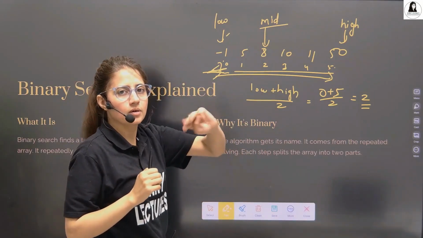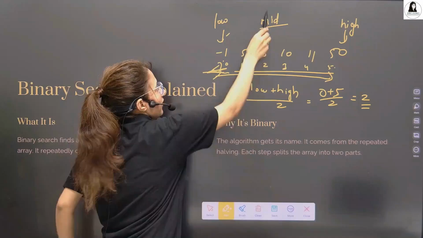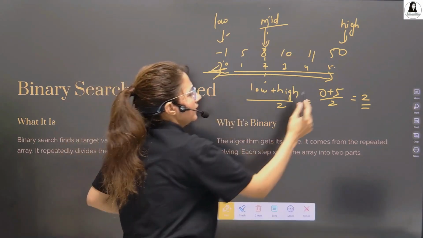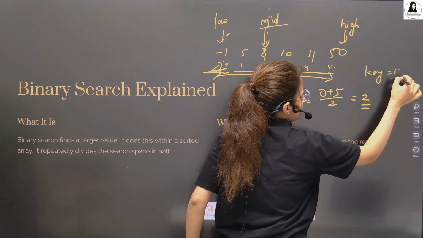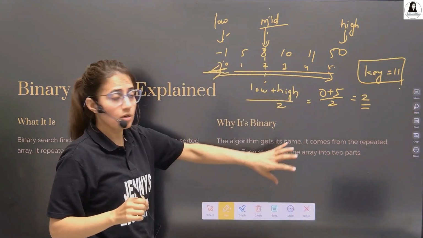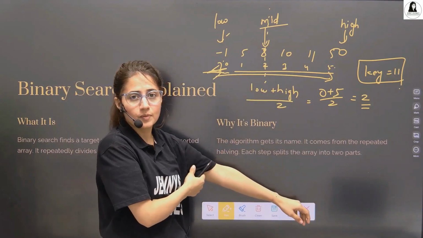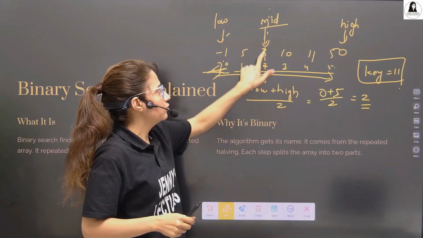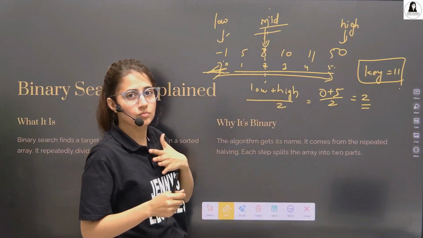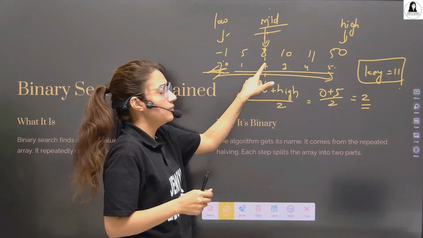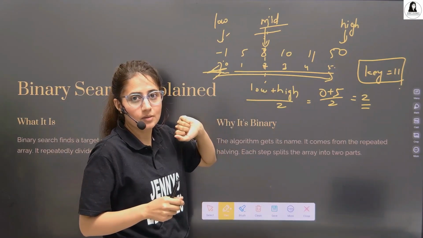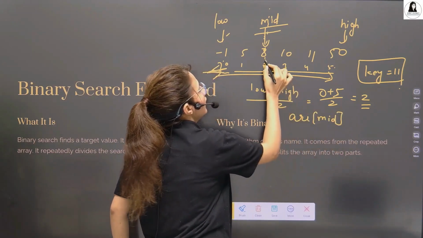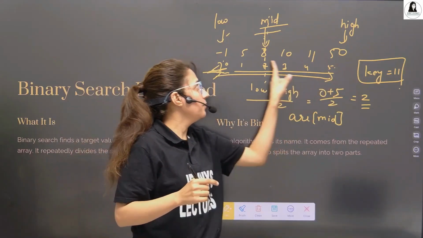So basically you need 3 variables. We have divided this array almost in half. Now suppose the key, the target element you want to search, is equal to 11. We compare this key with the middle element. We know mid is 2, so we can directly access the element at mid. If the name of this array is arr, then arr of mid will give you 8. So you compare the target element with this mid element.